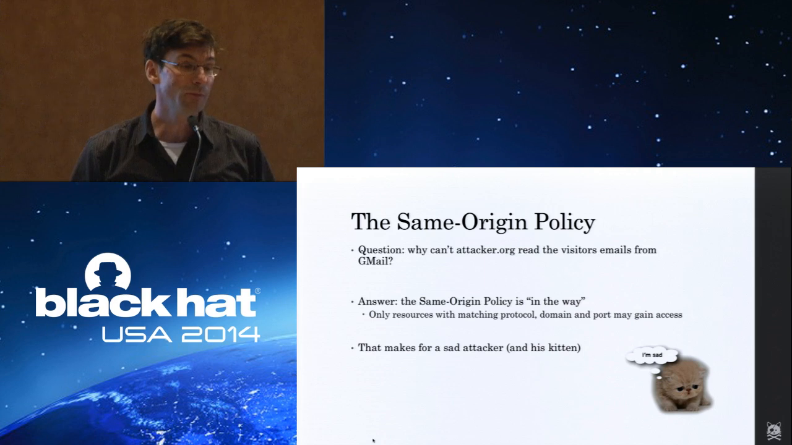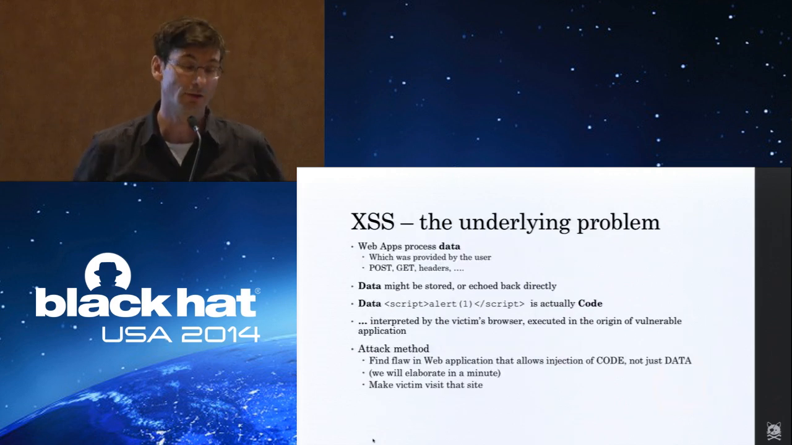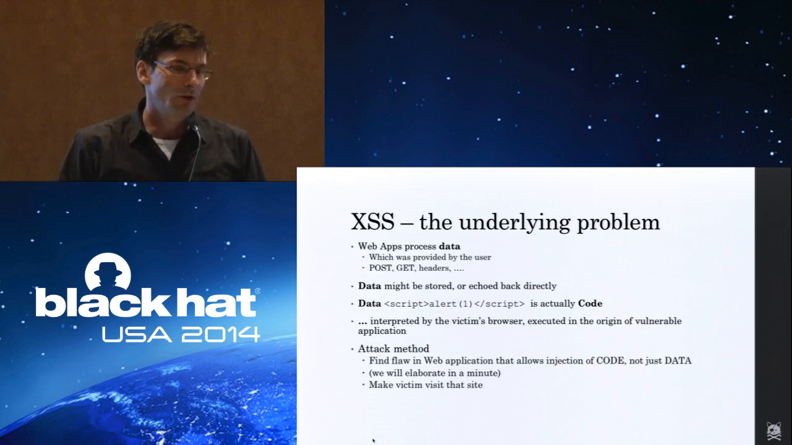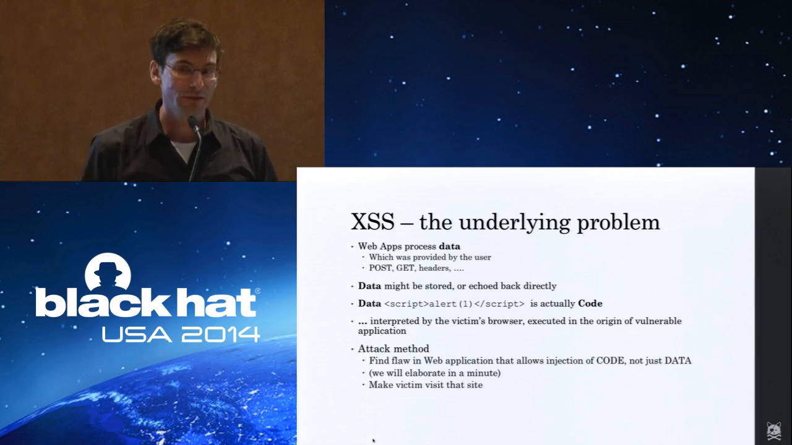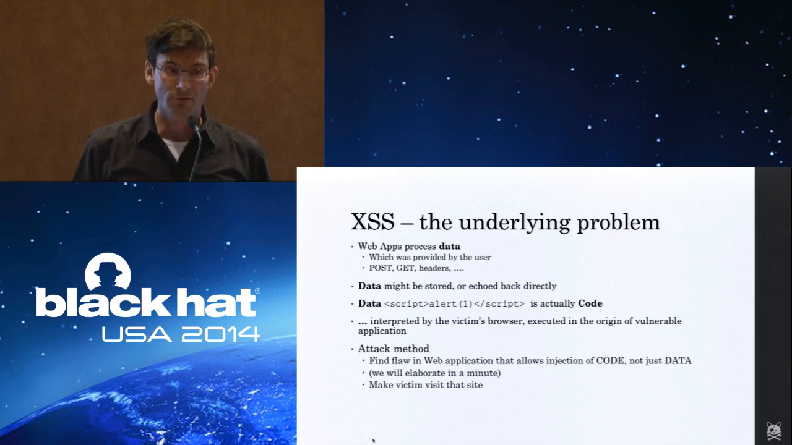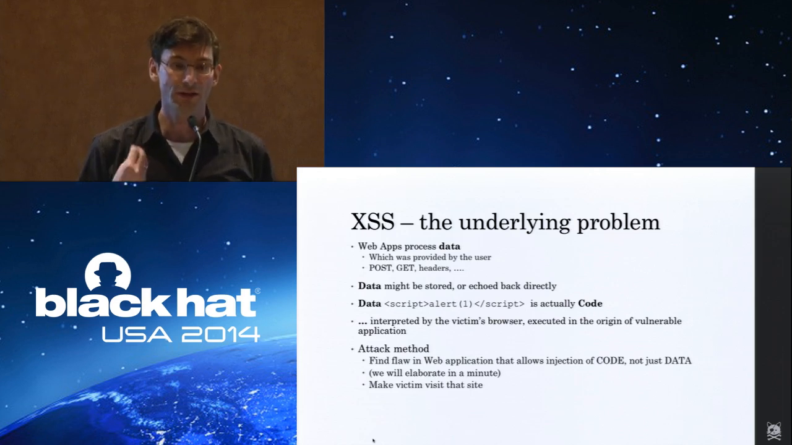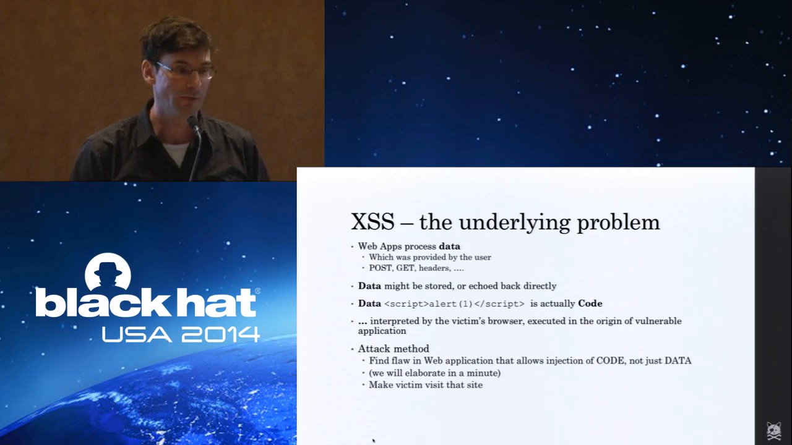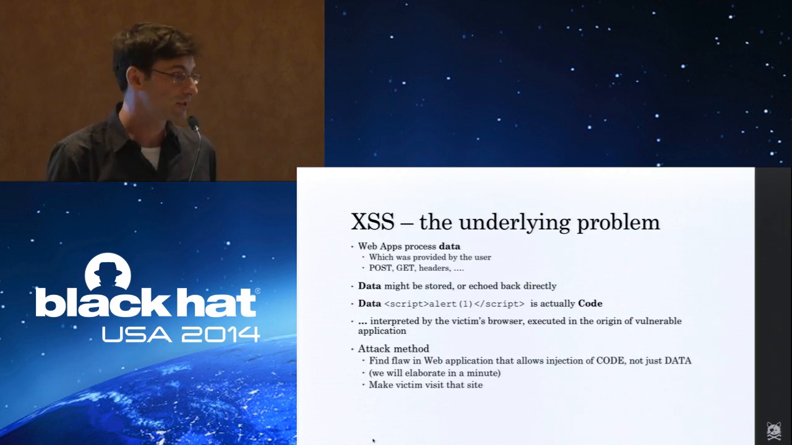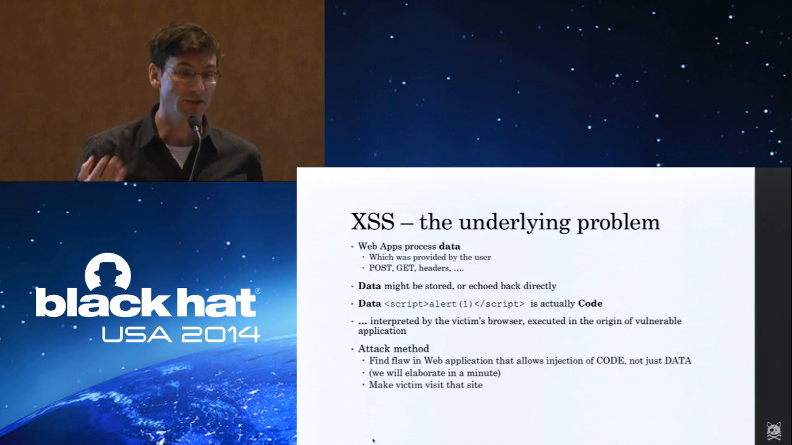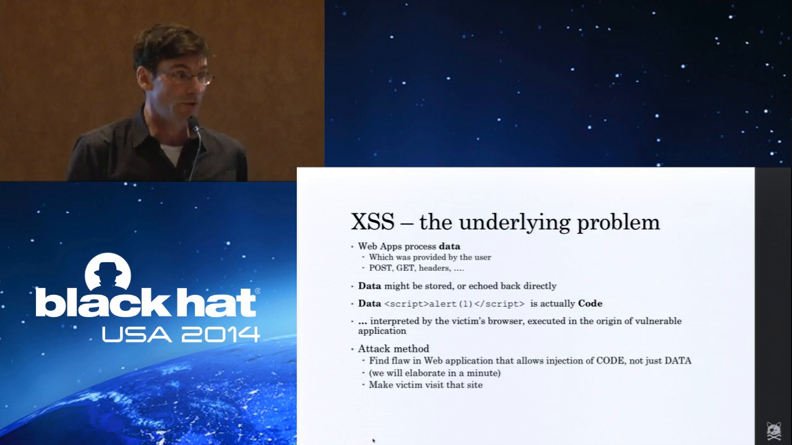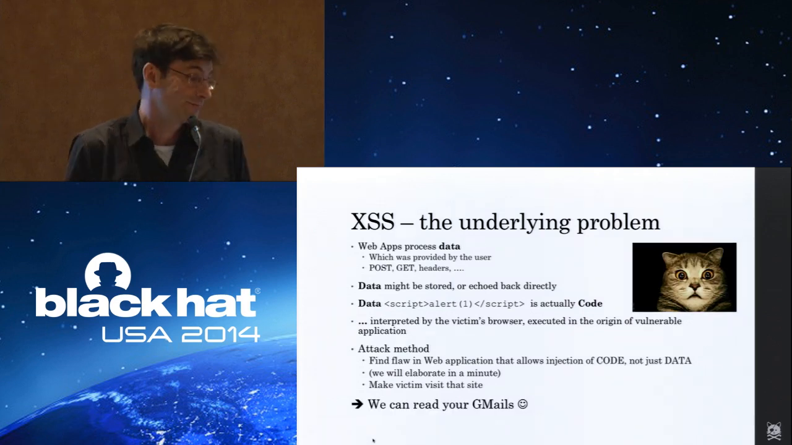How do we get around the same origin policy? The main way of getting around this is called cross-site scripting. In the context of this talk, you only have to remember that cross-site scripting is a code injection vulnerability that allows the attacker to run JavaScript code under the origin of the attacked web page, or the vulnerable web page. Hence, if Gmail would have a cross-site scripting vulnerability, which more or less is a way for the attacker to inject HTML and JavaScript into the Gmail application, he is able to execute JavaScript under the origin of Gmail, and the attacker is allowed to read your Gmails.